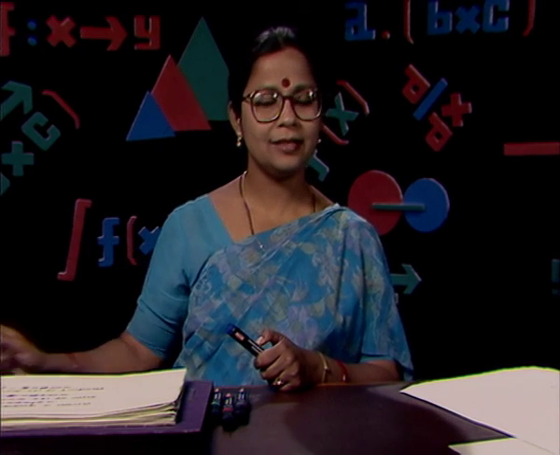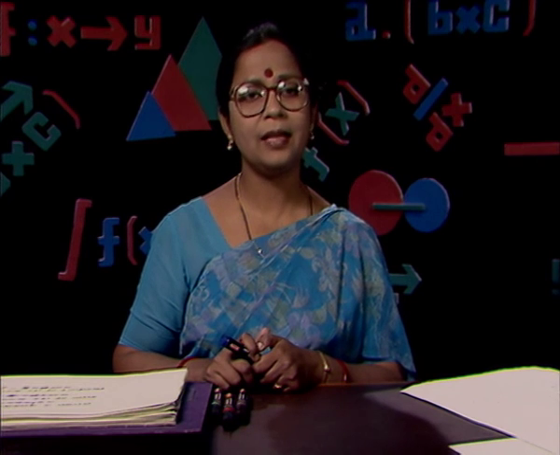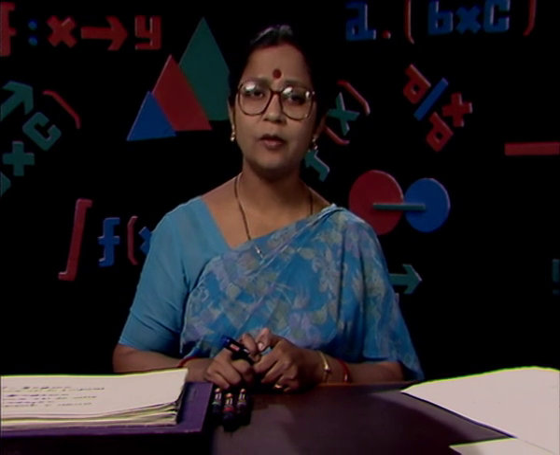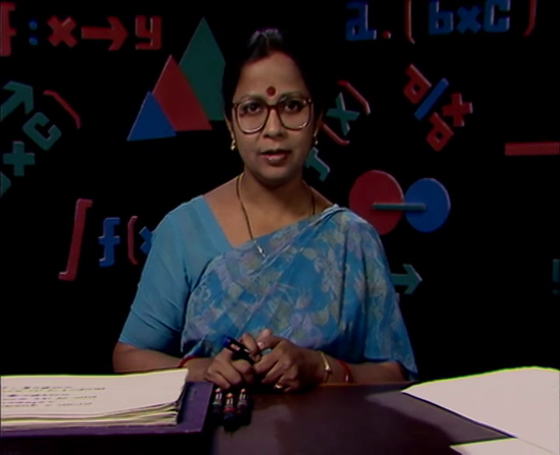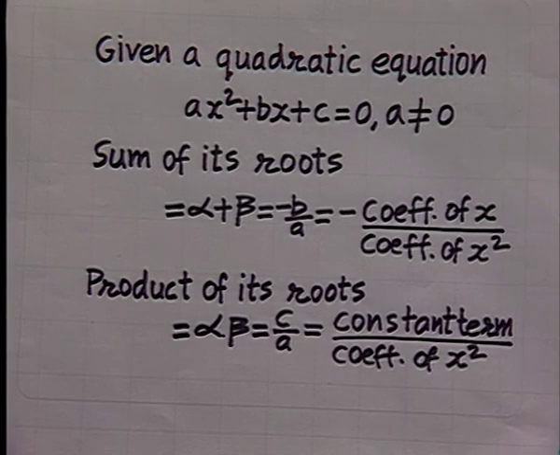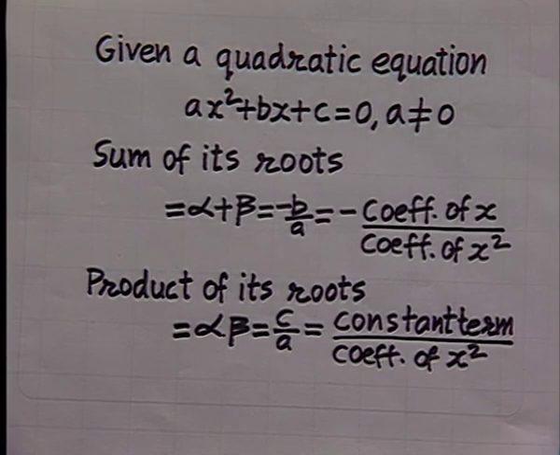What else did we learn in that lesson? We also learned to find the sum and the product of the roots of a given quadratic equation without actually finding out the roots. That is, given a quadratic equation ax² + bx + c = 0, a ≠ 0, the sum of its roots will be alpha plus beta, that is −b/a, which is nothing but −coefficient of x upon coefficient of x², and the product of the roots will be alpha into beta, that is c/a, which is the constant term upon coefficient of x².